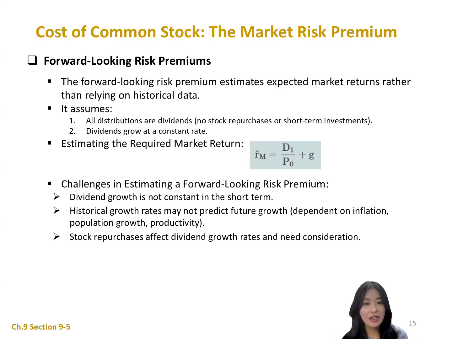And finally, stock repurchases play a big role in dividend growth models. Firms often buy back shares instead of increasing dividends, which affects the number of outstanding shares and changes overall dividend distribution. Ignoring stock repurchases, or buybacks, can lead to inaccurate estimates of future dividend growth.